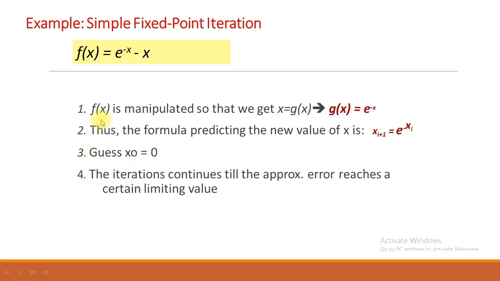Now choose the initial value x naught is equal to 0. In the first step, rewrite the equation into the form of function g, and then choose the iterative formula, and at the second stage choose the initial value, and at the fourth stage the iterations continue till the approximate error reaches a certain limiting value.